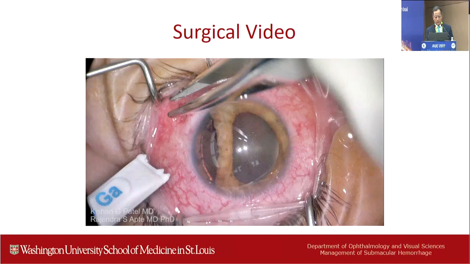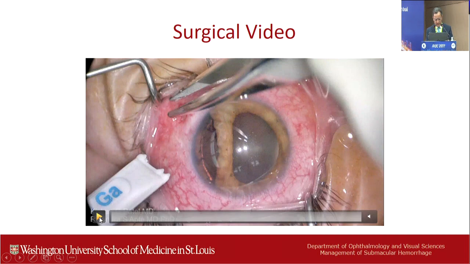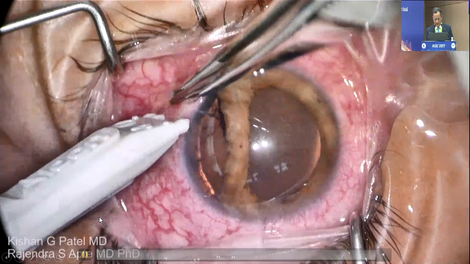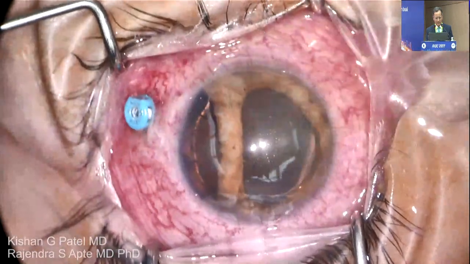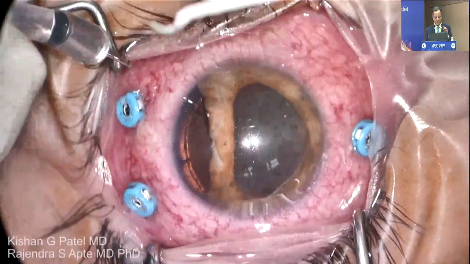What's interesting, I'll show you in the video here, you can see he has an iridodialysis, which we did not repair in the first surgery. And this is a case I did with my fellow Kishan Patel, who will now be at UT Southwestern. So hopefully I can get him to come to this meeting next year. But there's nothing unusual about this surgery.